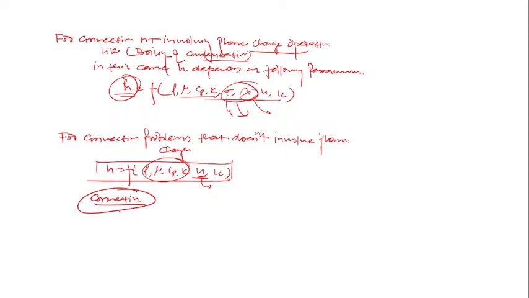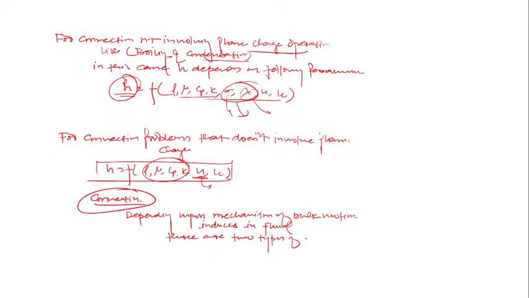So now you can see here, depending upon the mechanism of bulk motion induced in the fluid, there are two types of convection.